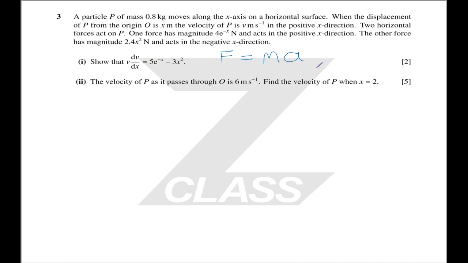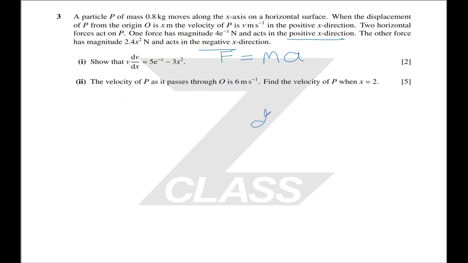0.8. And then this one is positive, the other force is negative. And so you have plus this one over 0.8 minus this one over 0.8 gives you your acceleration. Okay? Acceleration is dv by dt. And then you're using your chain rule.